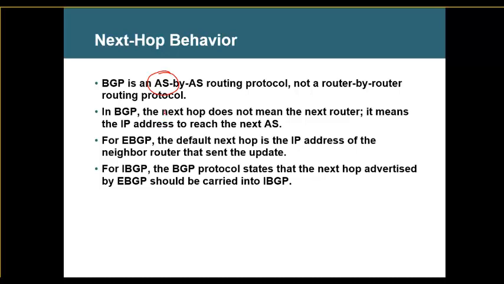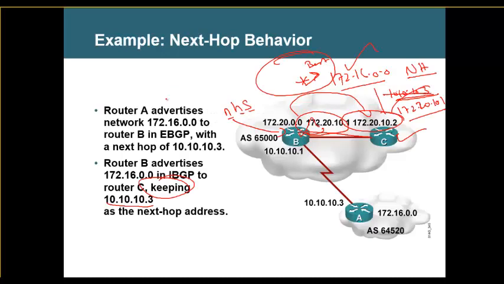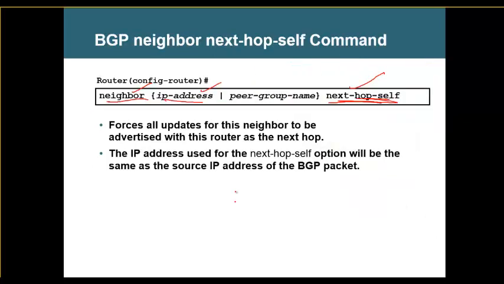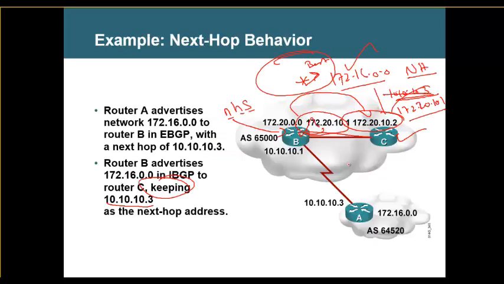But when we do that, C cannot reach the next autonomous system because there is no route. So we forcefully make all the updates for this neighbor be advertised with this router as the next hop, instead of the autonomous system. The IP address used in the next hop self option will be the same as the source IP address of the BGP packet. So what happens to the source now? B becomes the source instead of A.